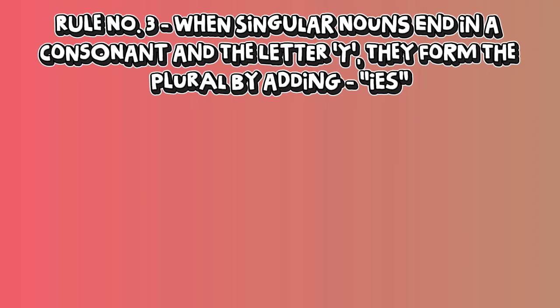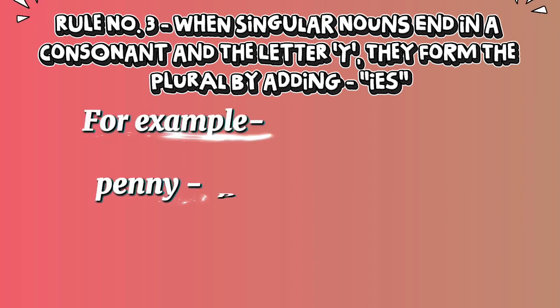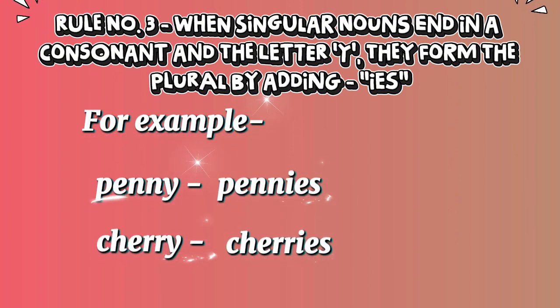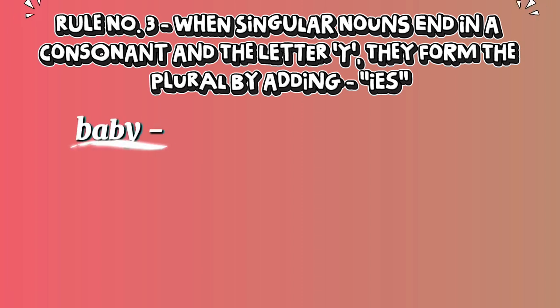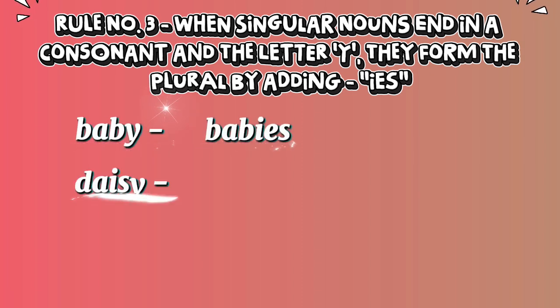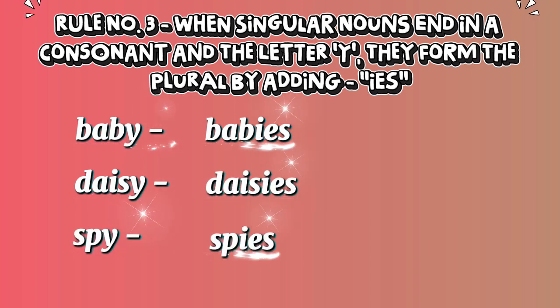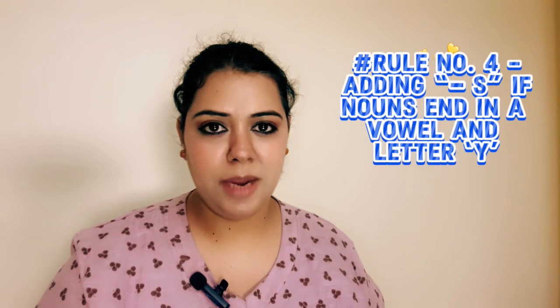When singular nouns end in a consonant and the letter Y, they form the plural by adding IES. For example, penny, pennies. Cherry, cherries. It's your turn to try now. Baby, babies. Daisy, yes, daisies. Spy, spies. Here comes rule number 4.